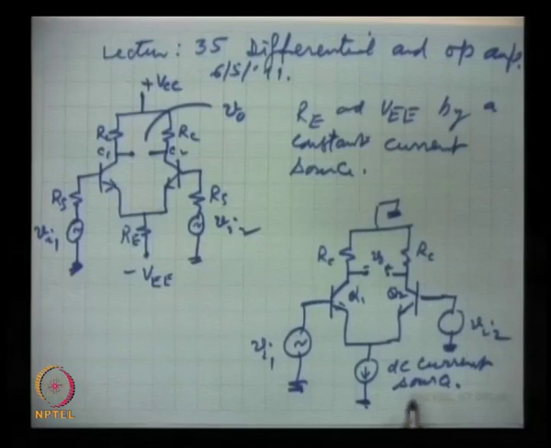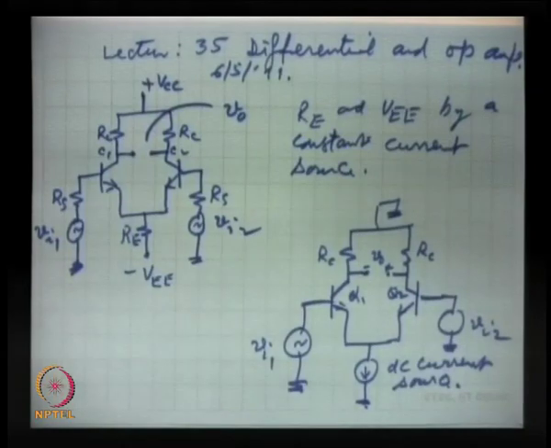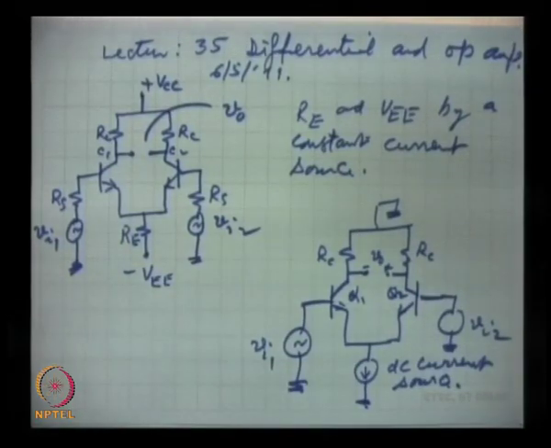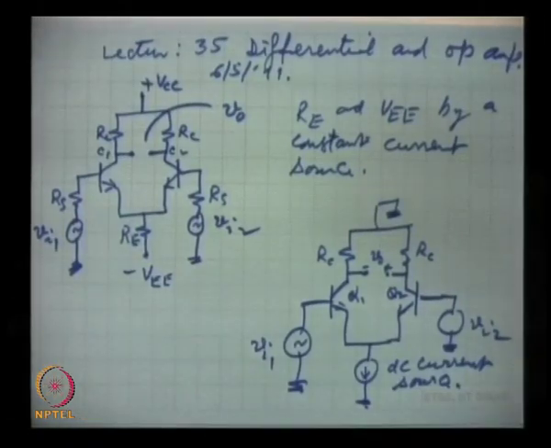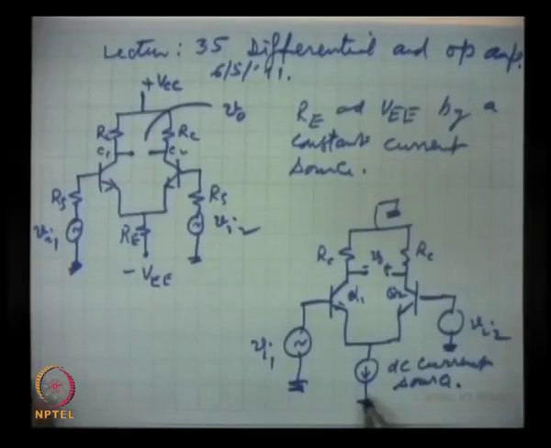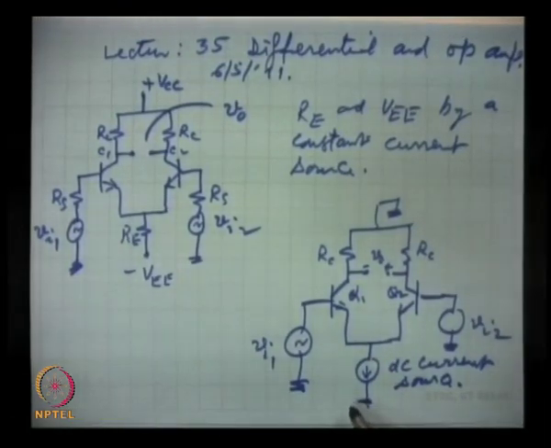Now, I said that DC voltage sources have to be grounded, and DC current sources are open for AC. That means they pose a very high resistance, and ideally we take infinity. That means no AC will pass through this path. This we have to remember.